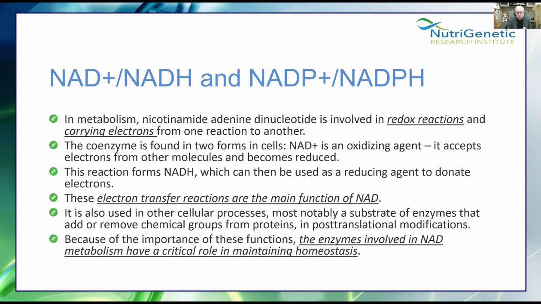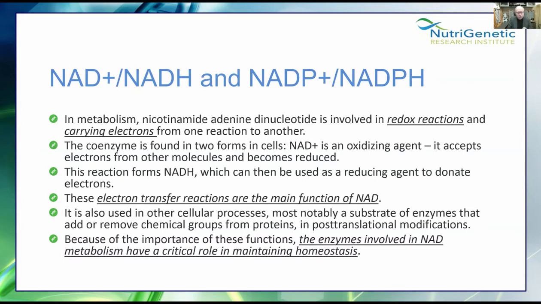NAD is involved in redox reactions and carries electrons from one reaction to another. As you know, we are one big bag of electrons that are transferring back and forth. Now, there's 2 forms in the cells. NAD plus is an oxidizing agent because it accepts the electrons and becomes reduced. And this forms NADH, which can then be used as a reducing agent to donate electrons. And of course, you all remember from studying the electron transport that NADPH is at the very top that creates your ATP. And these electron transfer reactions are the main function of NAD.